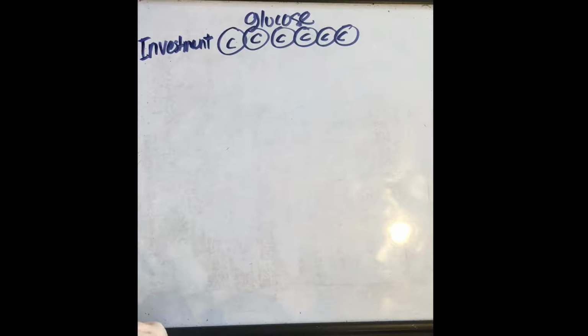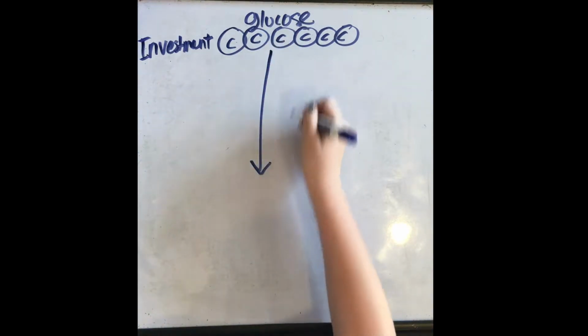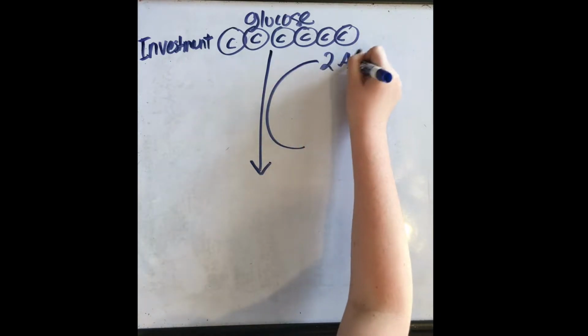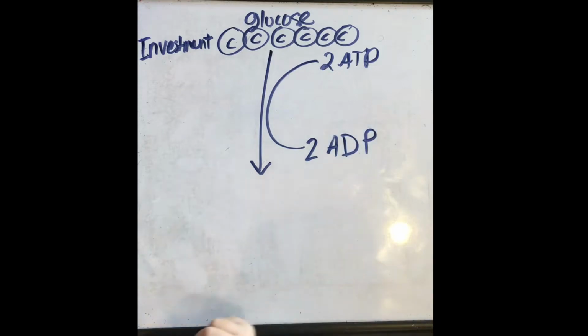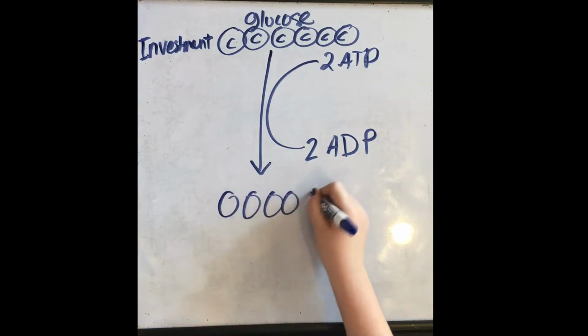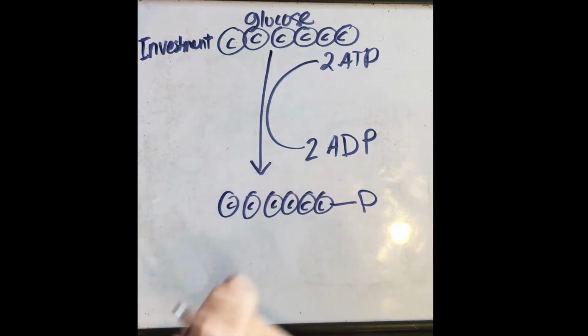The first stage is the investment phase, where 2 ATPs attach to a 6-carbon glucose molecule, phosphorylating hexose to hexose biphosphate. A phosphate group is removed from ATP to provide the energy for phosphorylation. The phosphate groups allow for a stronger interaction between the hexose and its enzyme in later reactions.